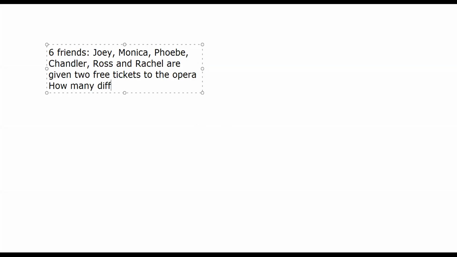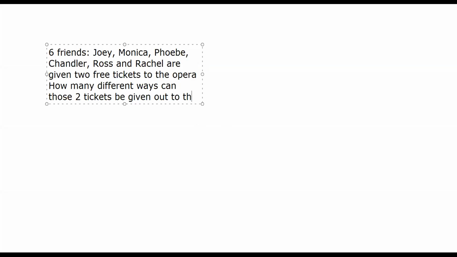are given 2 free tickets to the opera. And those are just 6 random names I picked out of nowhere. They don't mean anything. They're given 2 free tickets to the opera. How many different ways can those 2 tickets be given out to the 6 friends? Or in other words, how many different pairings are there between those 6 friends?